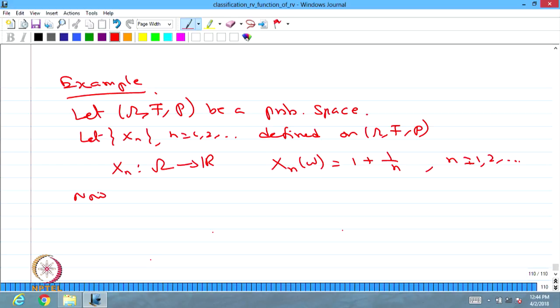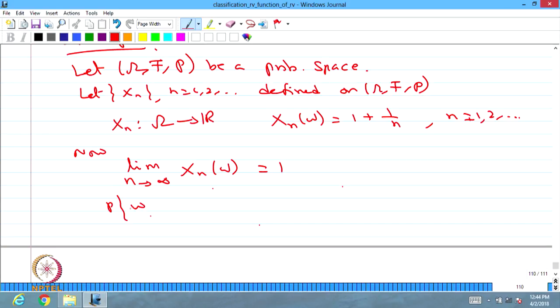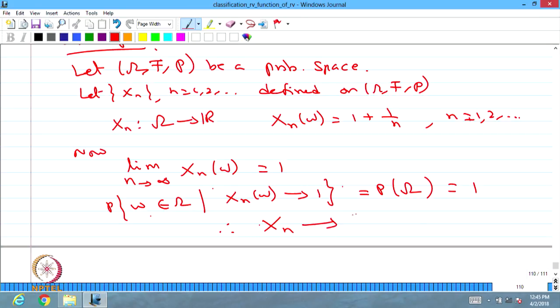Now, we will compute the limit as n tends to infinity of Xn(ω), where ω belongs to Ω. The limit of Xn(ω) is going to be 1. That means the set of all ω belonging to Ω such that Xn(ω) tends to 1. You collect those possible outcomes and find the probability of that. That is nothing but P of Ω, which is the same as 1. In that case, one can conclude Xn converges to 1 almost surely.